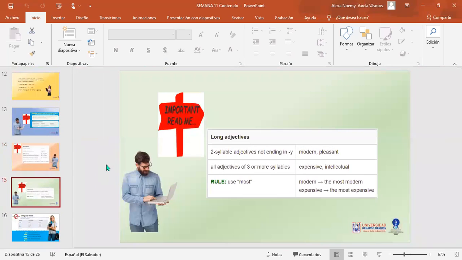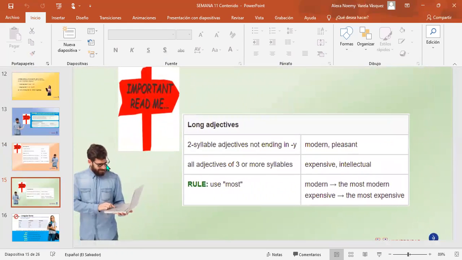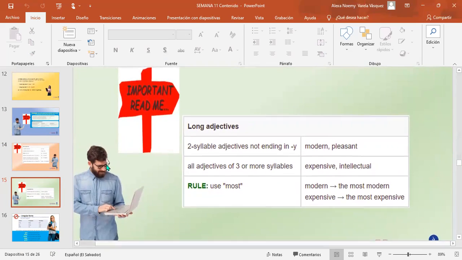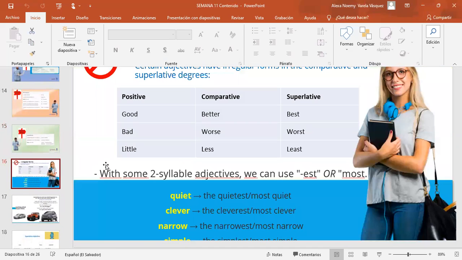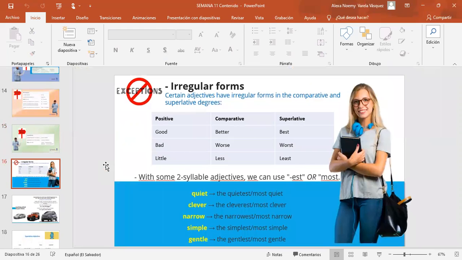Another rule is that with long adjectives, two-syllable adjectives not ending in Y, for example modern and pleasant, and all adjectives of three or more syllables, we use the word most, okay? The most modern, the most expensive, the most pleasant, the most intellectual. And that's it, guys. That's the point of the superlative adjectives.